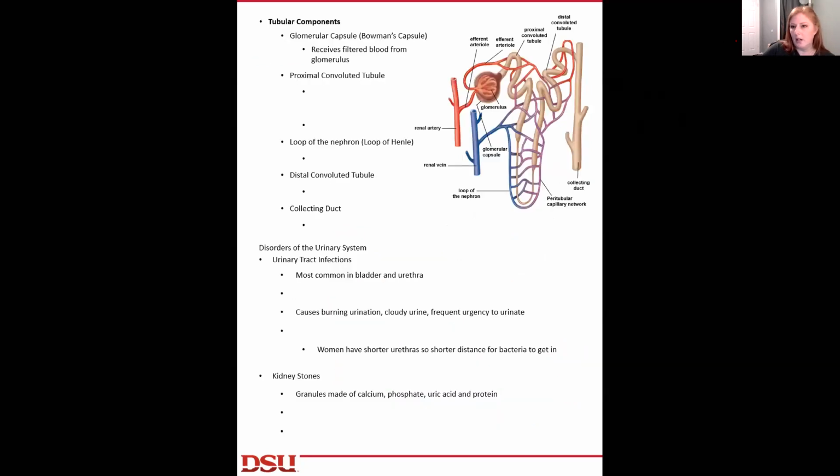So this is where I left off, because I took you on that little tour. Disorders of the urinary system. UTI infections are often called UTIs. They are most common in the bladder and the urethra. Usually this is caused by good old E. coli, which we have in abundance in our intestinal area. However, it can be caused by some other crazy things.